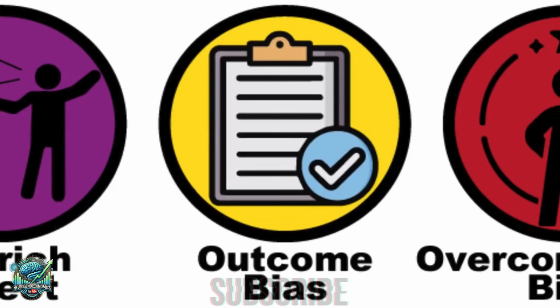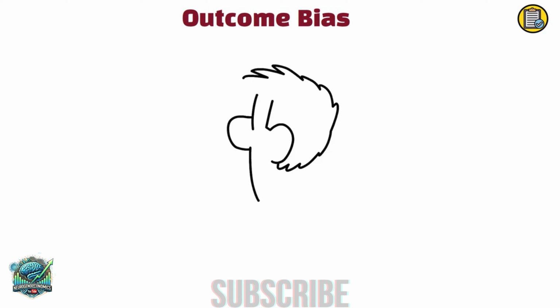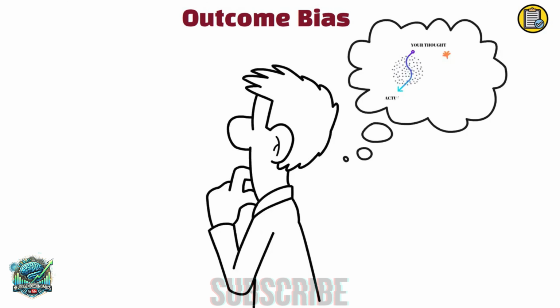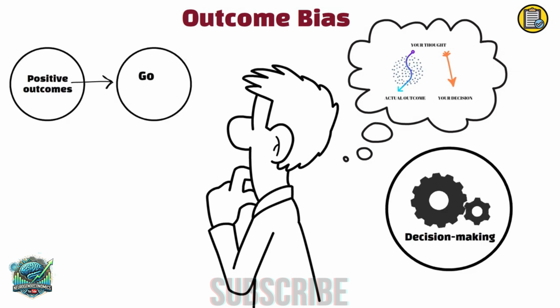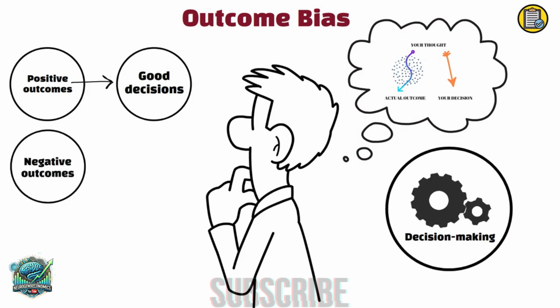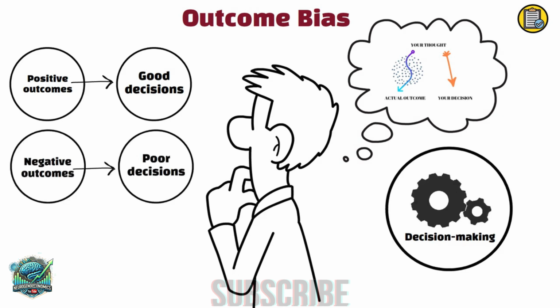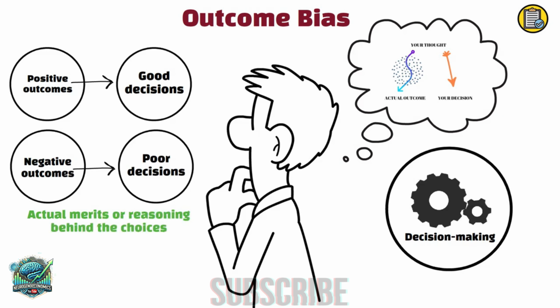Outcome bias. Outcome bias is the tendency to judge a decision or action based on the outcome, rather than the quality of the decision-making process itself. Positive outcomes are often viewed as resulting from good decisions, while negative outcomes are seen as the result of poor decisions, regardless of the actual merits or reasoning behind the choices.